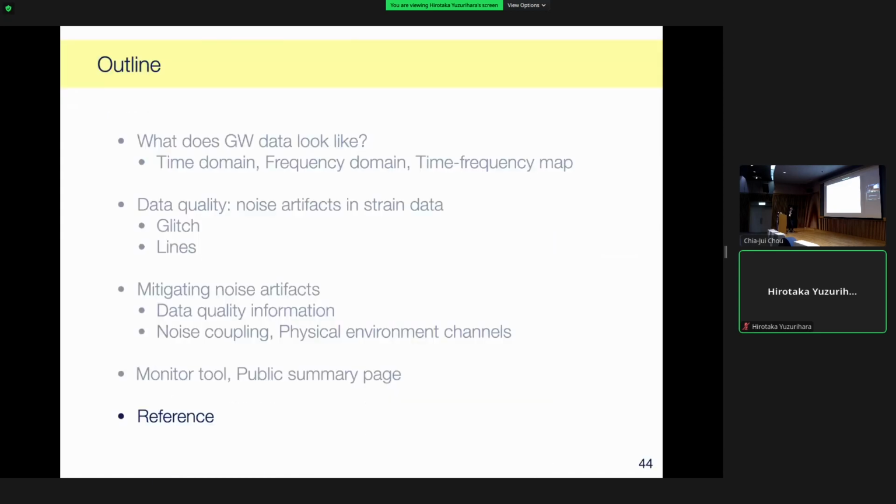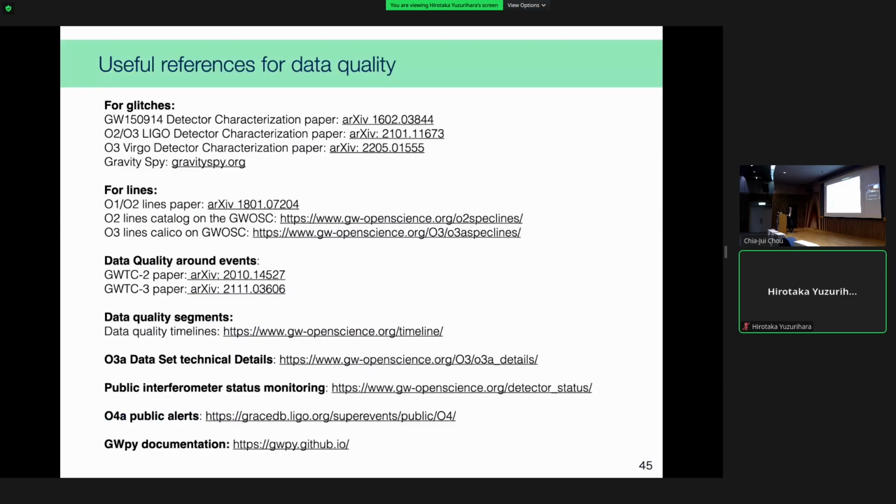The final topic is the references. I listed useful references for data quality. So, that's all.